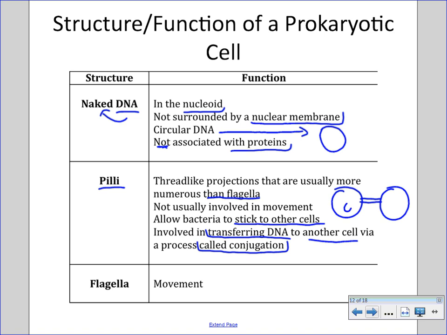So if this bacteria cell contains plasmids, it can allow the plasmids to be transferred from one cell to another. This cell that was lacking a plasmid can now obtain that plasmid and gain any advantages contained within that plasmid. Another structure found in bacteria can be flagella, which again is just involved with movement.